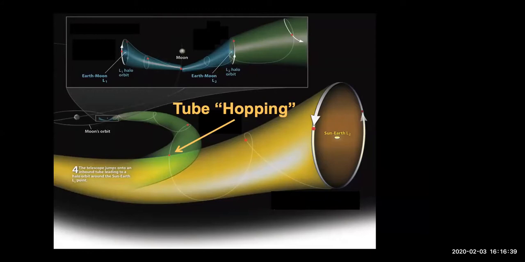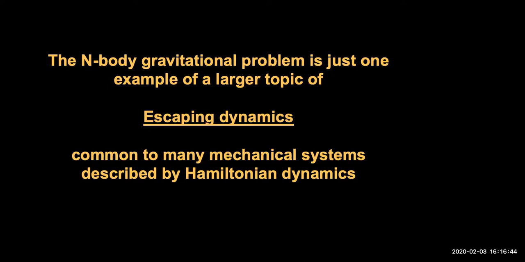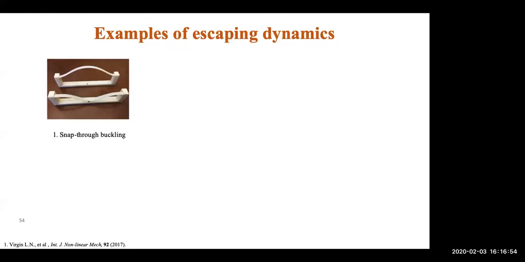That's it for the orbital mechanics. This is actually part of a larger topic here. The n-body gravitational problem is just one example of things called escaping dynamics that are in a lot of mechanical systems. Some examples of escaping dynamics are buckling of a beam, which you can view as passage by one of these points of balance.